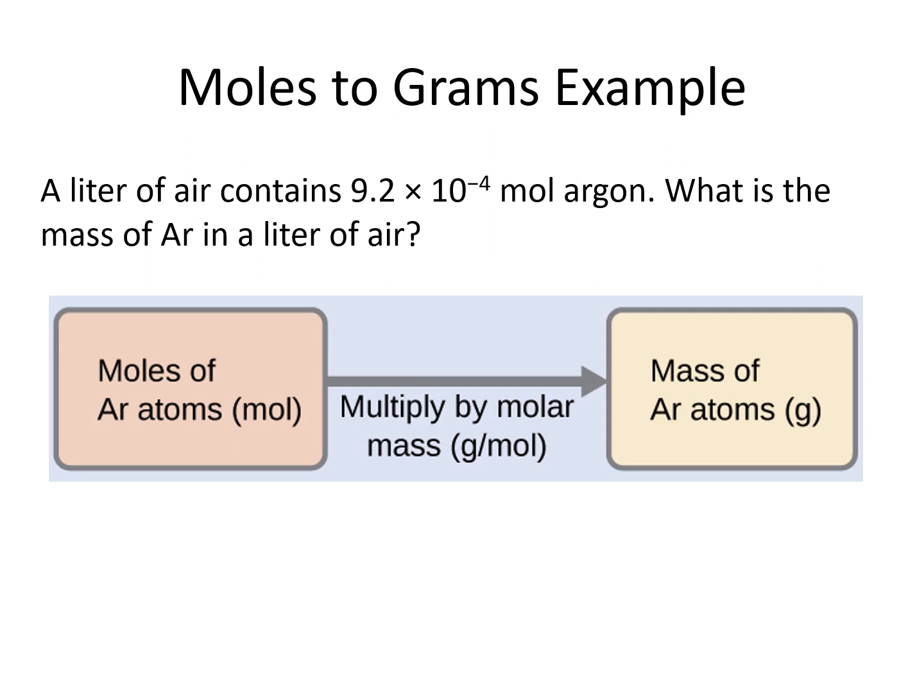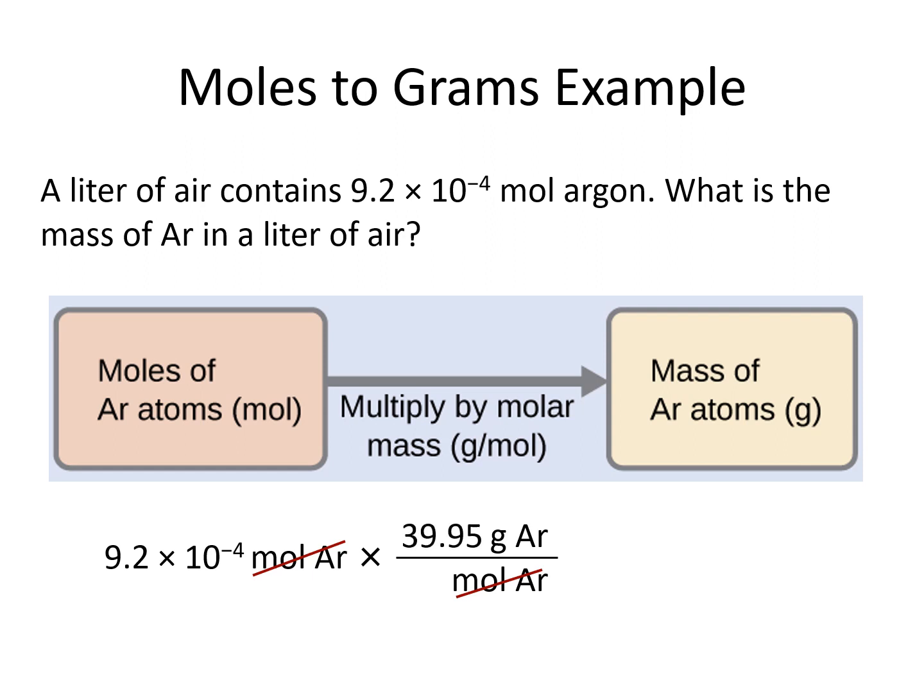First, we start with the number we're given in the problem, 9.2 times 10 to the minus 4 moles of argon. Then we write a conversion factor which has moles of argon on the bottom to cancel out with the moles of argon that we started with, and grams of argon on the top since we are trying to solve for grams. We fill in the molar mass of argon from the periodic table next to grams and 1 next to moles. That tells us to multiply by the molar mass, and we come out with 0.037 grams of argon.